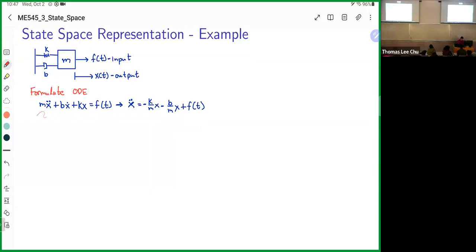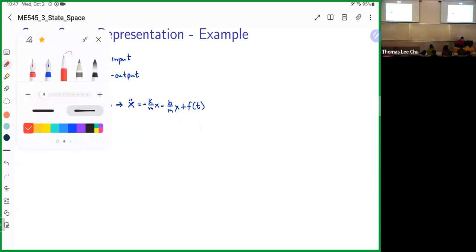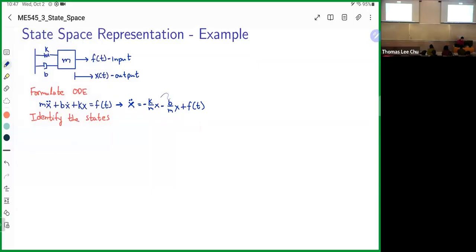So then the next thing I want to do is identify the states. And yeah, question? Oh yeah, I forgot. That's not right. They are two different x's. Thank you.